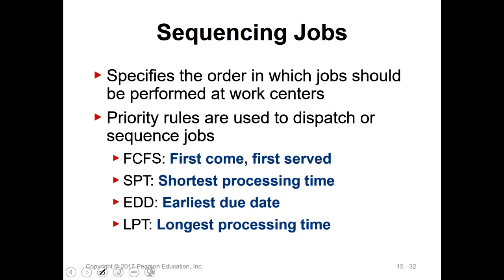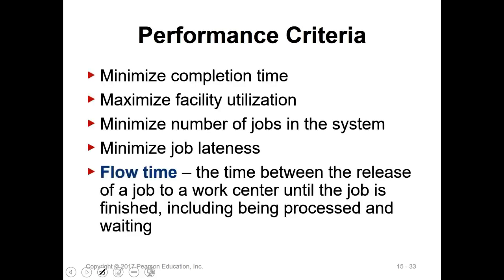So for all these rules, we are going to use an example in Excel. This one you have to use Excel, okay? And if you want to use a manual method, it's okay. But I think Excel is a good way to help you quickly solve the problem. And the judgment performance criteria we can use is minimizing the completion time.